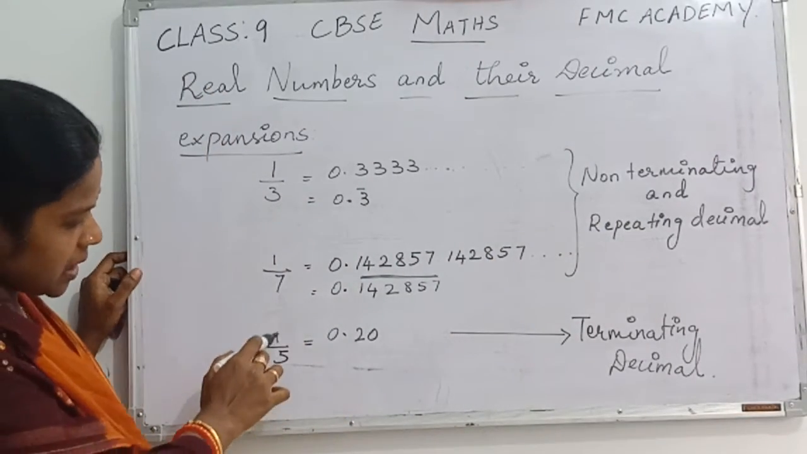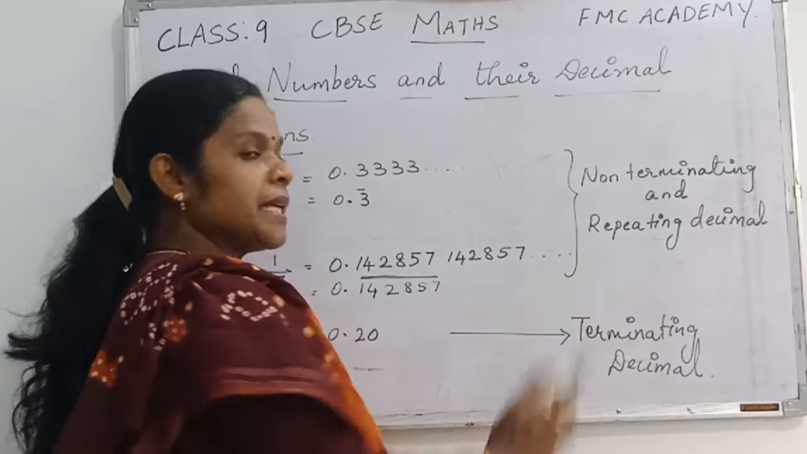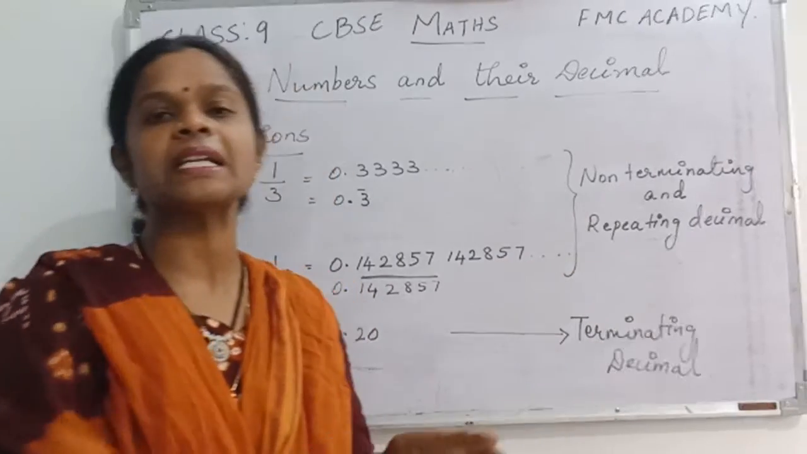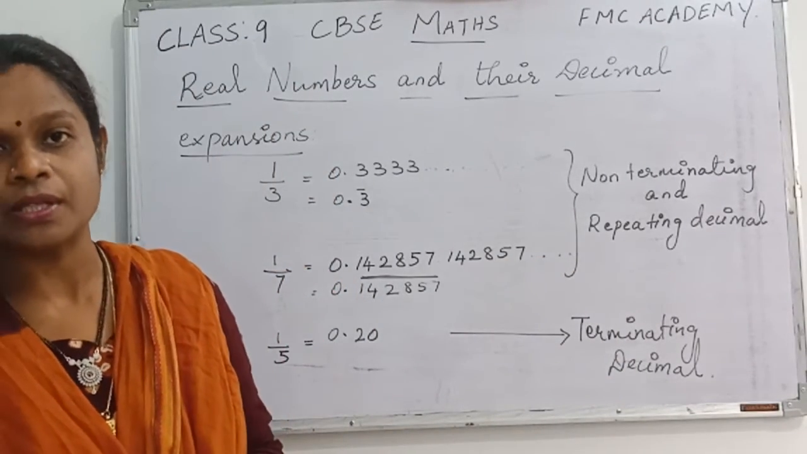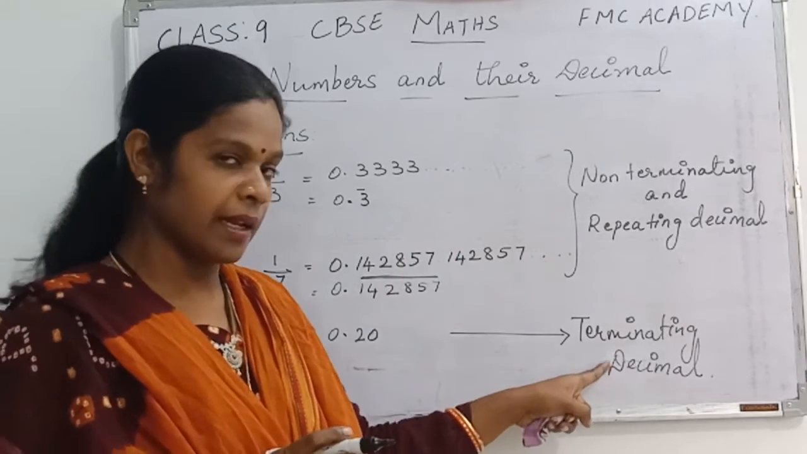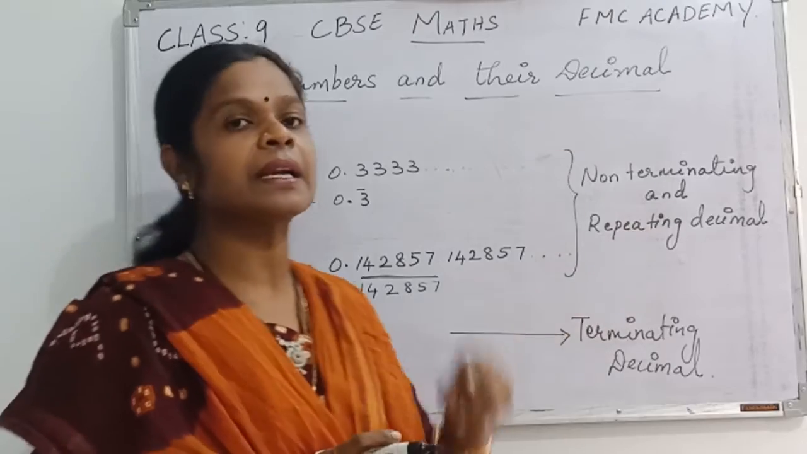In the same way, this 1 by 5, which is equal to 0.20, is a terminating decimal. Now these two sets together, we can say, are rational numbers. So rational numbers should be either terminating decimals or non-terminating and repeating decimals.